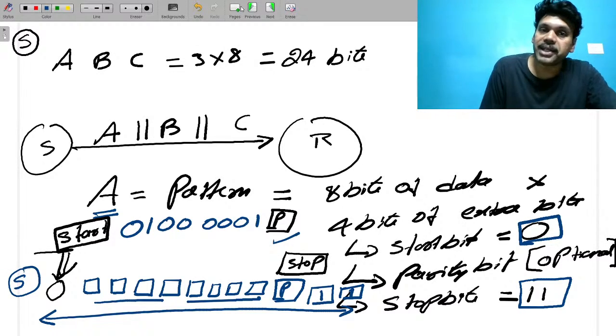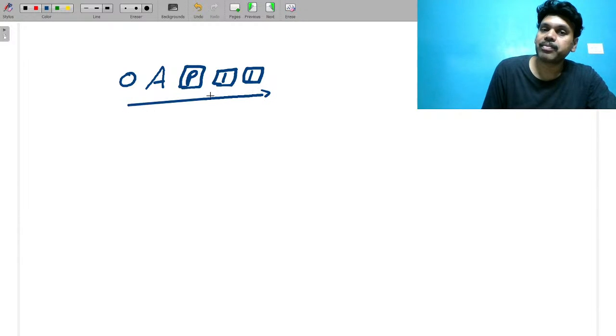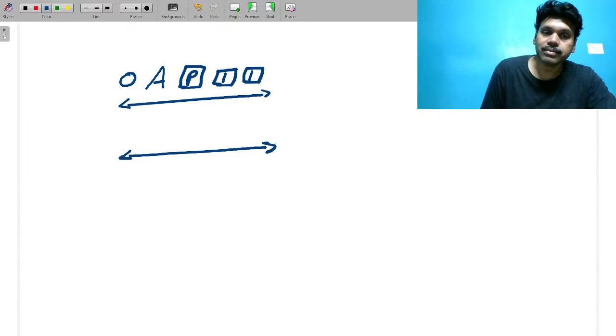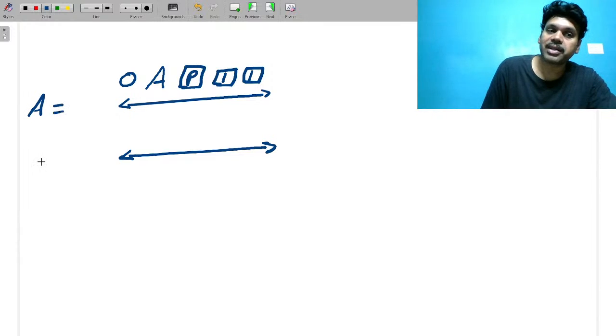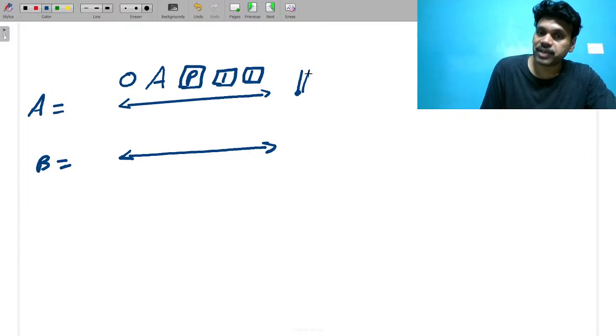So therefore, my dear friends, if you want to transmit A, use a start bit, use a parity bit and use your stop bits. So this is one pattern. And one more pattern is also there, that is for B. This is for the first character, this is for the second character. You can also give some kind of a gap.